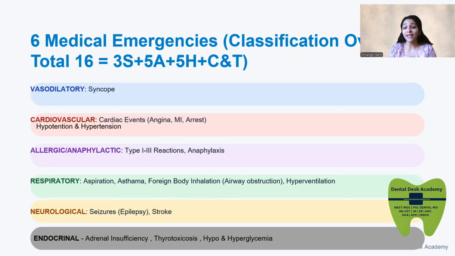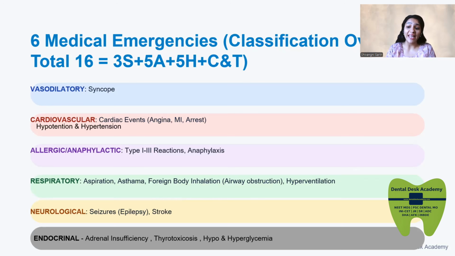Next, you have five A's. You have asthma, which is under respiratory problems. You have anaphylaxis, which is under allergy. You have airway obstruction or foreign body obstruction. Then you have adrenaline insufficiency. And also under cardiac, you have angina and therefore MI, which is very life-threatening. So those are the five A's.